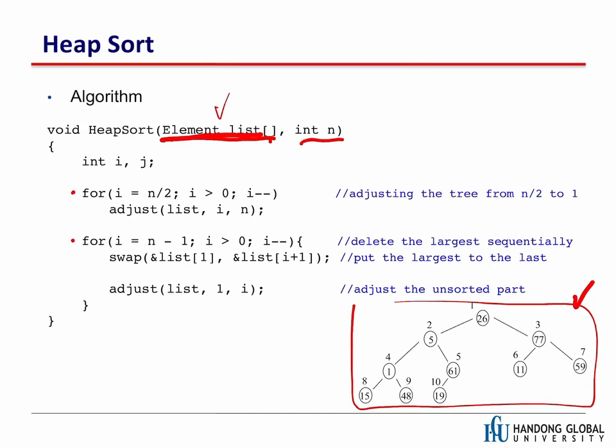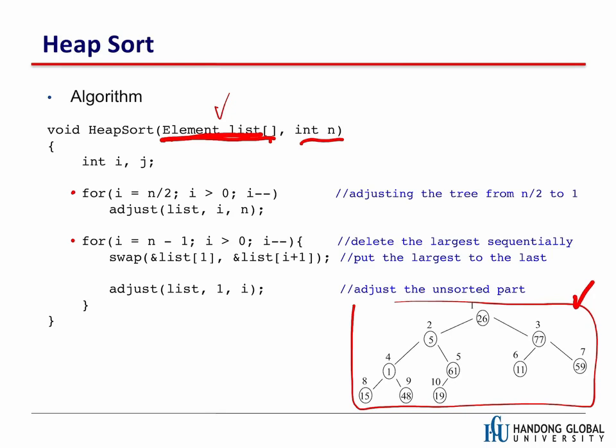Now we have two for loops, first one and second one. In the first for loop, we are going to adjust the tree, and in the second for loop, we are going to sort. We are going to delete the maximum element at a time. By doing that, we are going to sort. So let's focus on the first for loop.